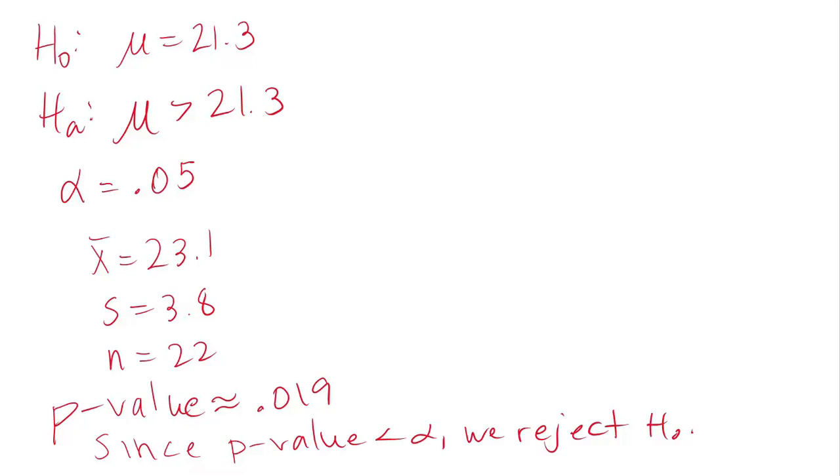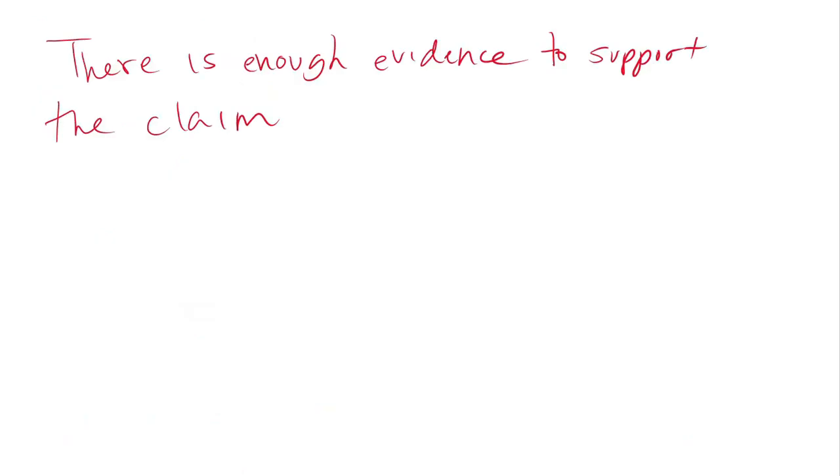Well, if we're rejecting the null hypothesis, then we have to replace it with some other claim, and the evidence points in favor of the alternative hypothesis. Our sample mean was greater than 21.3, so we feel comfortable supporting the alternative claim. There is enough evidence to support the claim made by the alternative hypothesis.